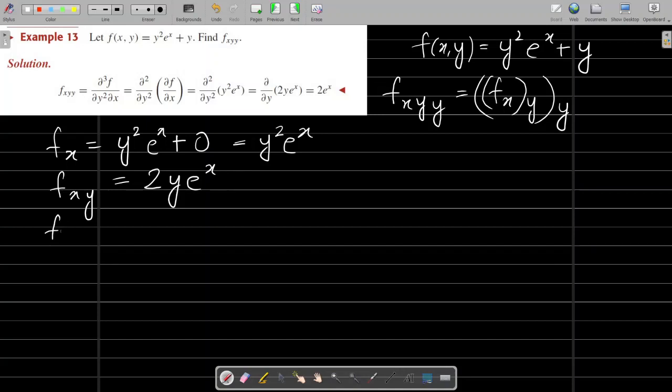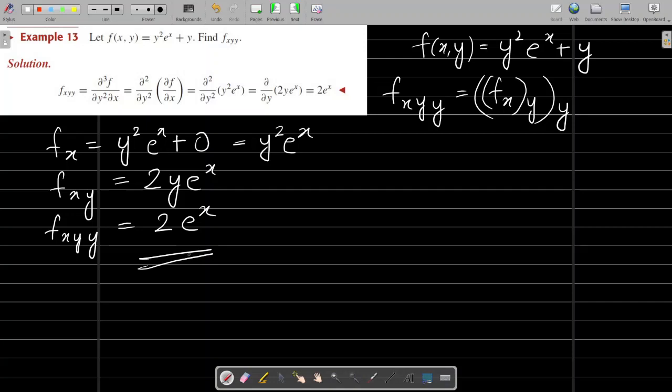Now again, what is f_xyy? Again, this term I'm partially differentiating with respect to y. So what is ∂/∂y of 2y? It is just 2. So 2 into e^x. So the answer is 2 e^x. If you miss this order, sometimes you might find things difficult.